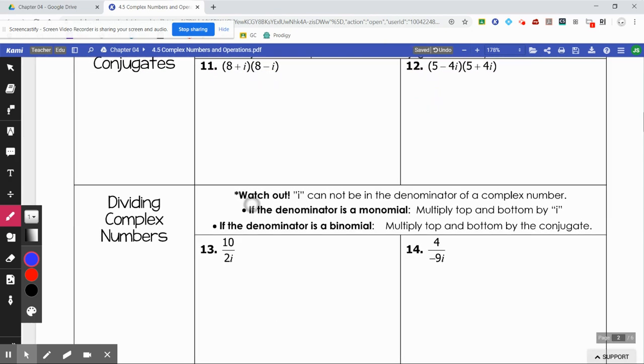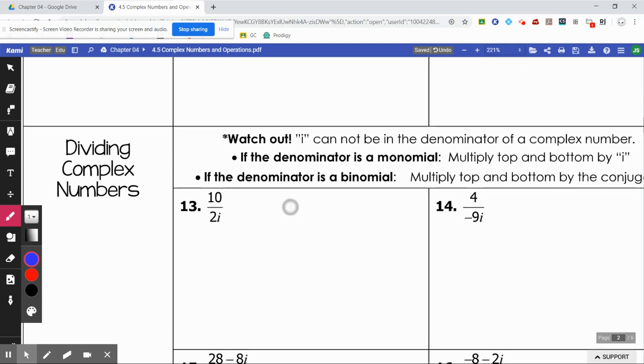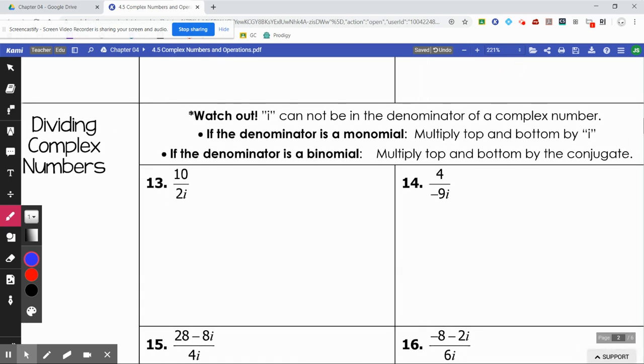Number 13, dividing complex numbers. Watch out because i cannot be the denominator of a complex number. The reason for that is you're not supposed to leave radicals on the bottom of a fraction if it can be helped. If the denominator is a monomial, all you have to do is multiply top and bottom by i. If the denominator is a binomial, we're going to multiply top and bottom by the conjugate.